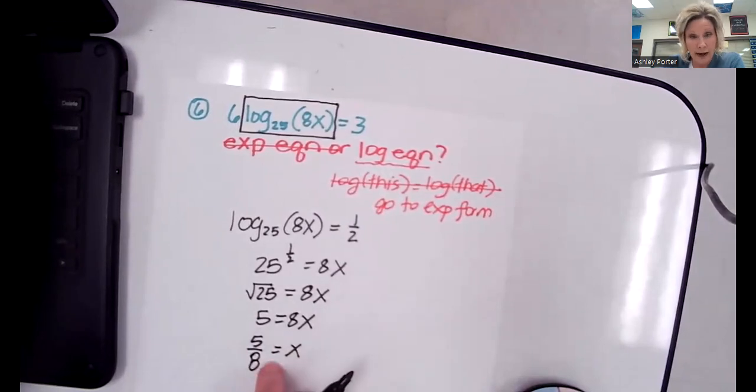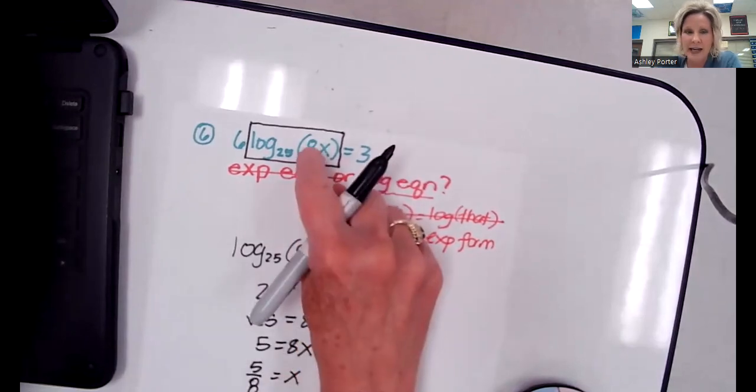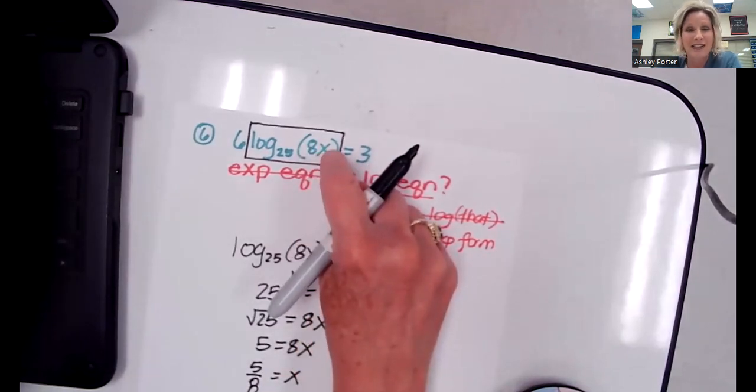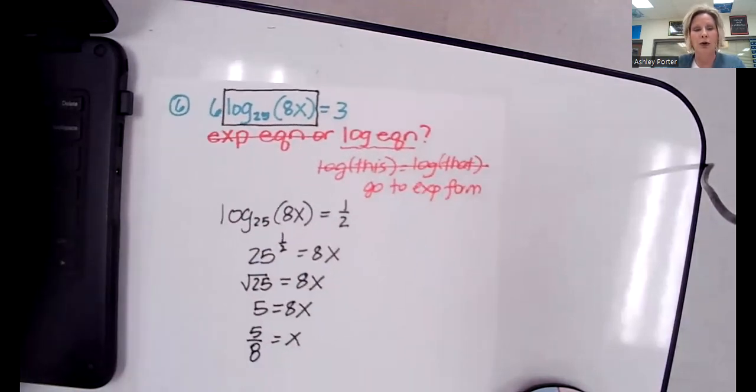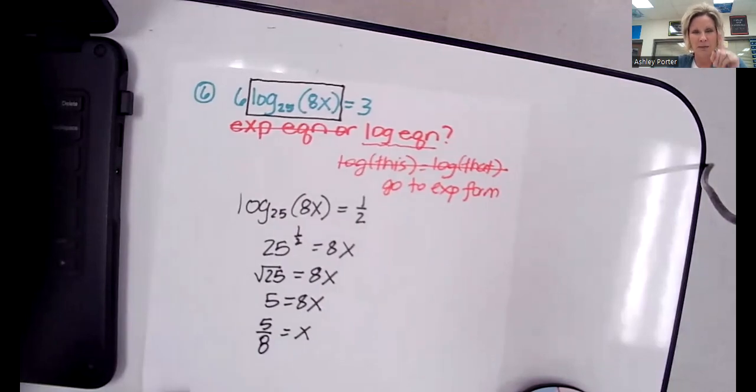Is 5/8 an okay answer? It's a log equation, so you've got to check. When I say what is 8 times 5/8, it's 5. And yes, log base 25 of 5 is safe. That's a positive input value. You're good. So 5/8 is a good answer. Next problem.